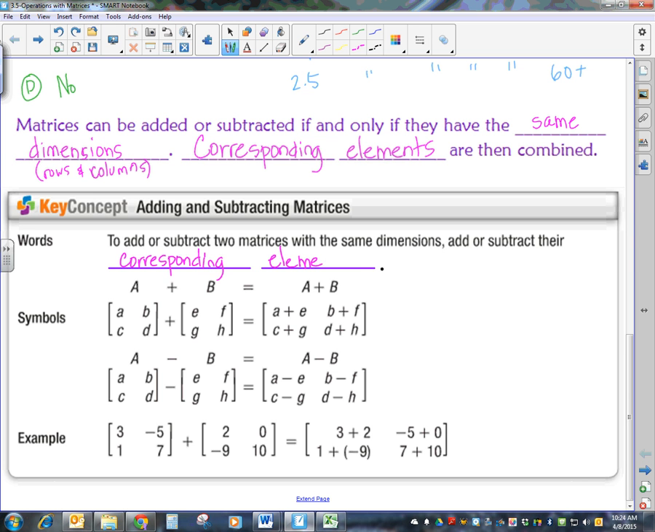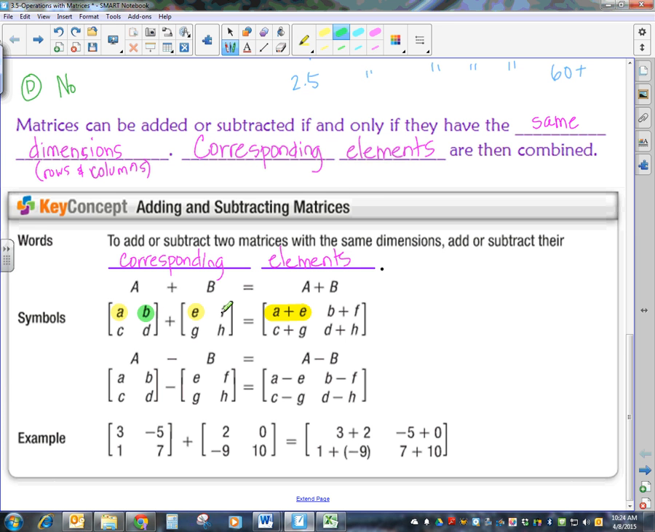Okay, so I don't know if I have enough colors. Let's see, how many do I have? I have four, so that'll work. So we have A and E are corresponding elements. To get the one, when we add them, we're going to add A plus E.